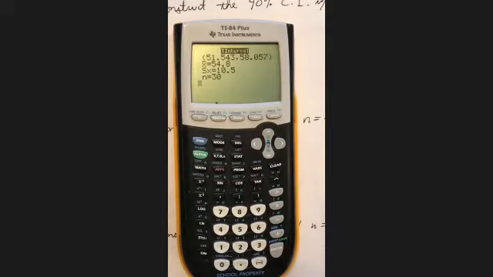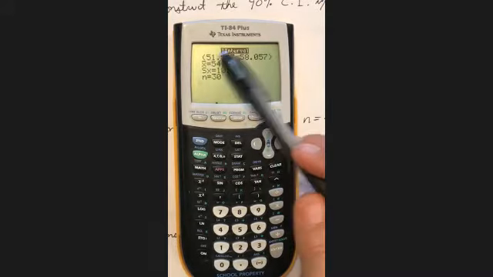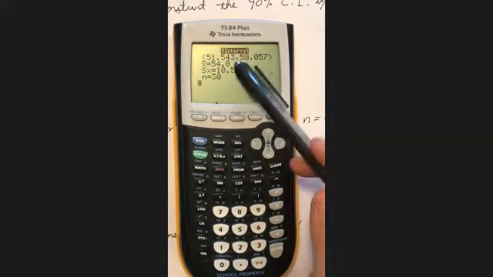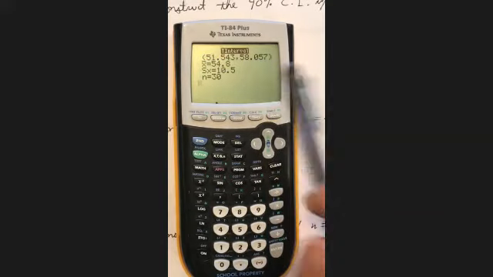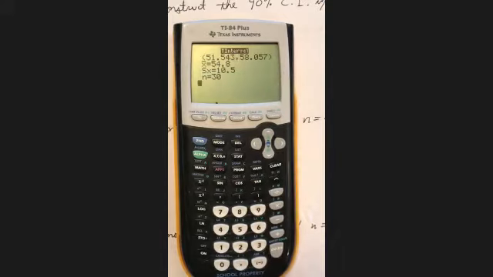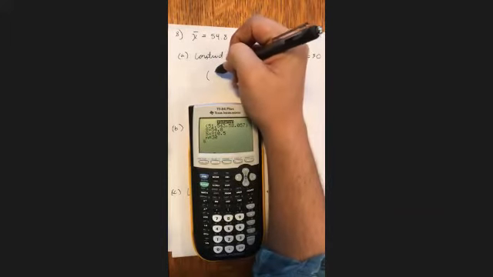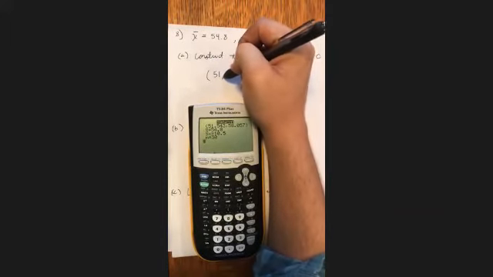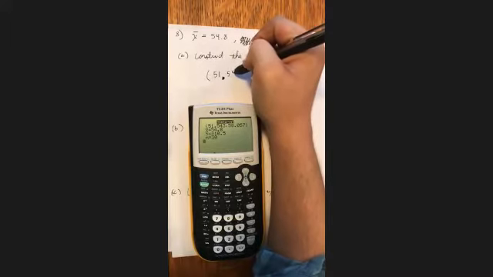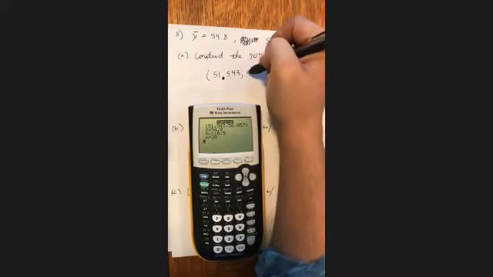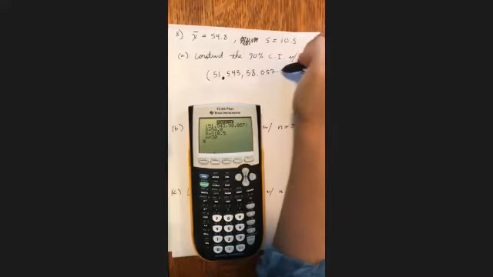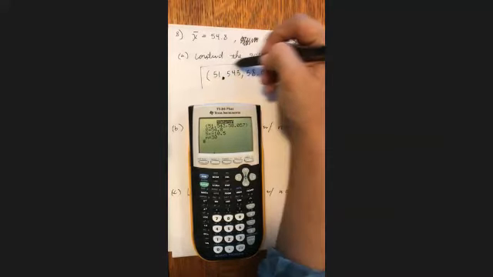and it spits out an answer. Amazing. So this right here, parentheses, answer, comma, answer, parentheses, this is your interval. Already calculated for you. You didn't have to do any of the work. You punch that into your calculator, it spits out an answer, and you get to move on with your life. Don't say I never did anything for you.